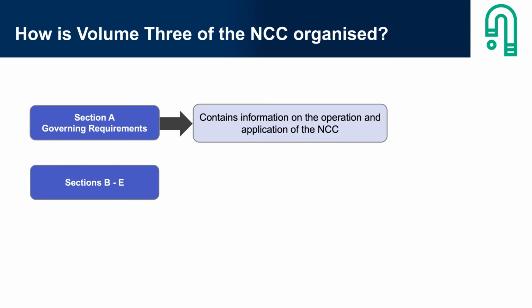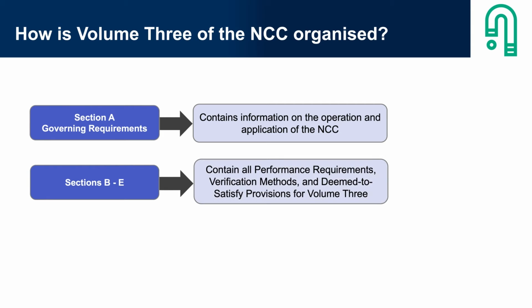Sections B to E contain all the performance requirements, verification methods, and DTS provisions for Volume 3. This includes provisions for a variety of water services and for sanitary plumbing and drainage systems. It also includes provisions designed to prevent excessive noise from plumbing and drainage systems and those designed to ensure that plumbing systems are accessible for those with disabilities.